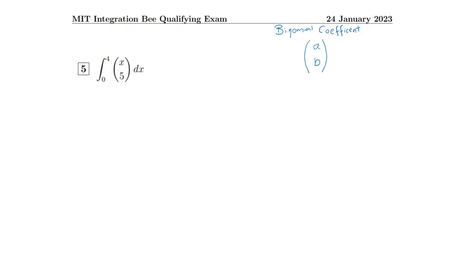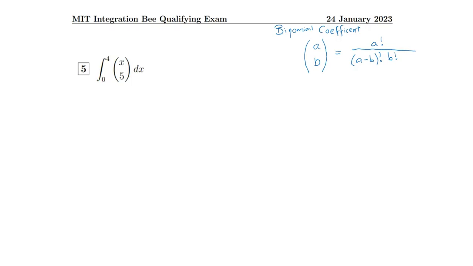For example, if you wanted to expand some really big binomial like 1 plus x to the 7th, then you could use this notation to write it really succinctly. Now, I'll cover that in another video. For this video, it will be sufficient to just know what this notation stands for, and what this stands for is another way of writing this in its factorial form. This is equivalent to a factorial over a minus b factorial times b factorial.